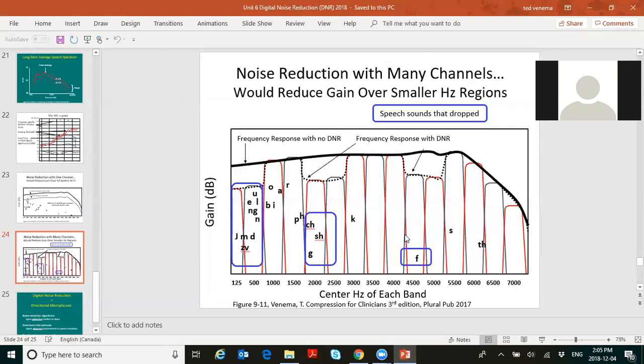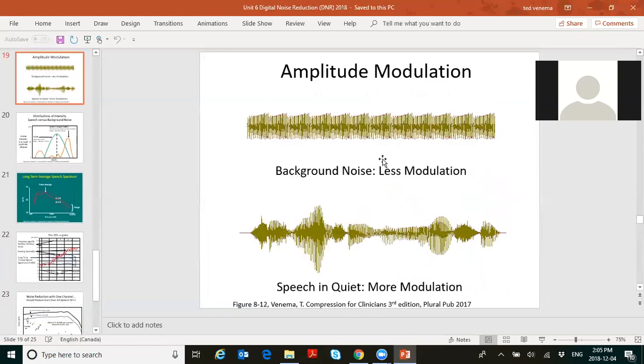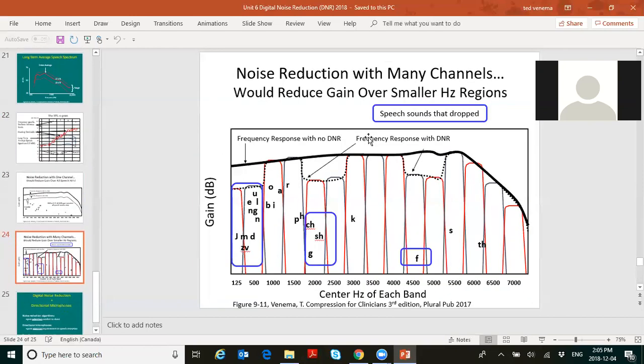So today's hearing aids have many channels, and each channel uses digital noise reduction. If each channel is using digital noise reduction, only the channels that are picking up the steady state intensity sounds are going to be reduced in gain. So maybe these channels picked up steady state. These channels picked up steady state. The modulation wasn't happening, so they'll reduce in gain.